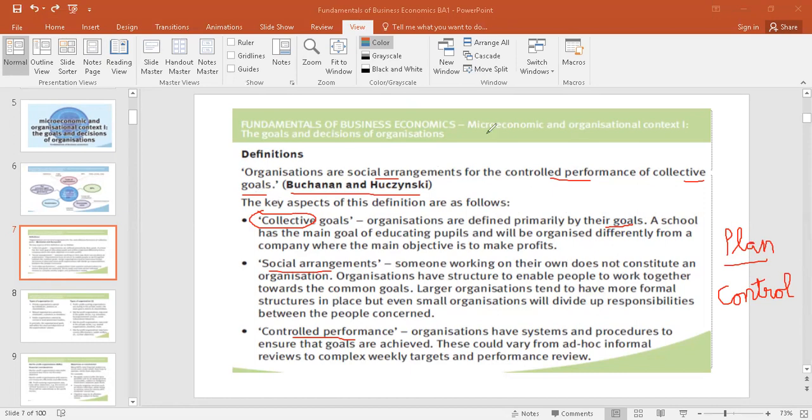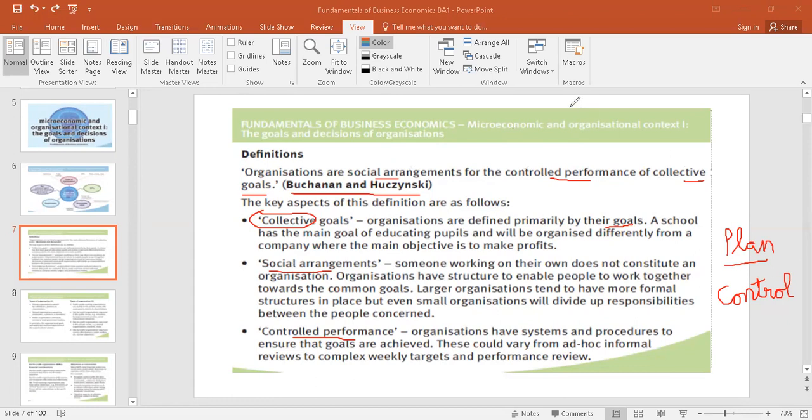So the key aspects we have highlighted: the first one is it's a social arrangement. People come together to achieve the common goals, so the common goals are collective goals. As they move ahead to achieve the collective goals, or implement whatever is planned for them, it would also be looked into whether they are achieving whatever is planned. If they do not achieve what is planned, if there are any deviations from what is actually planned, then control measures are taken to control their performance.